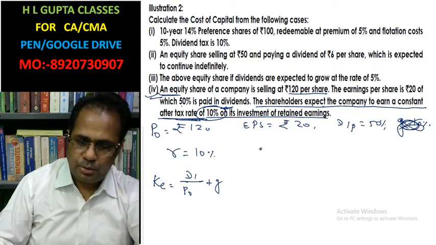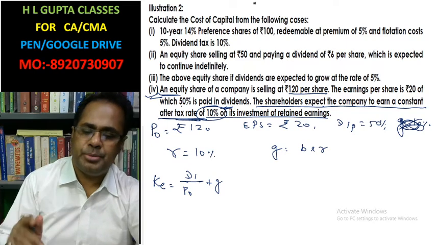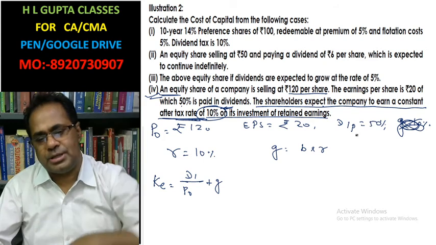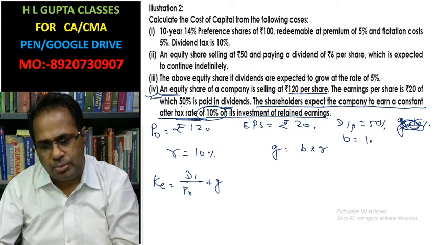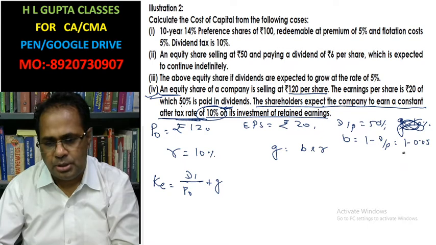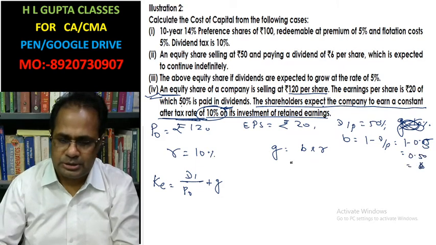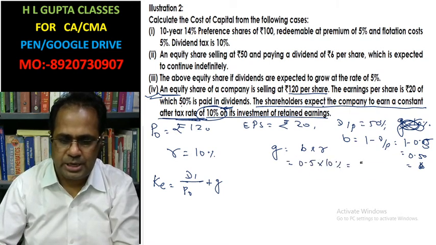In this case, we know that growth equals b into r. What does b mean? b is the retention ratio, how much money you retain. If the dividend payout ratio is 50%, then the retention ratio is 1 minus 0.5, which equals 0.5, that is 50%. So 0.5 into 10% is 5%.